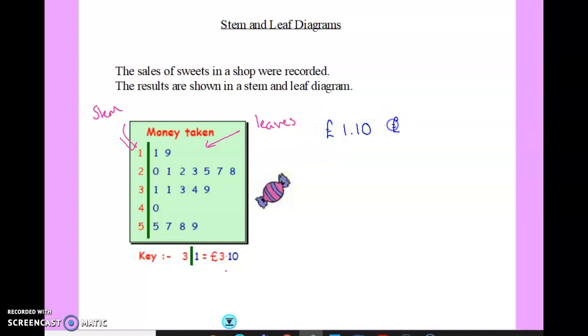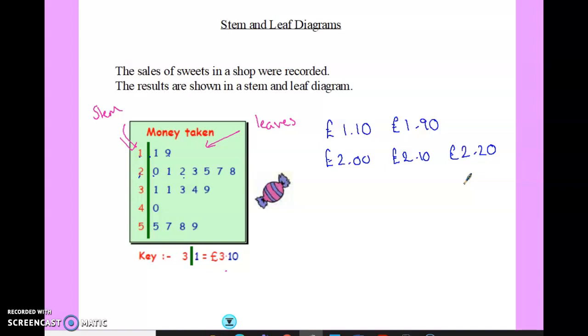£1.10. The next one is 1 line 9, so it'd be £1.90. Second one, we'd get £2. Next one along would be £2.10. Next one along, £2.20, and so on.